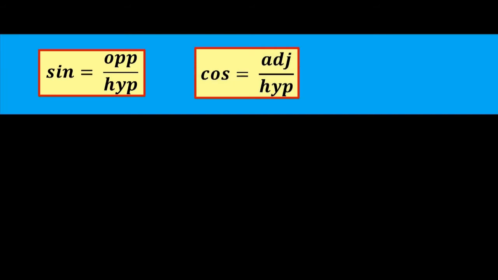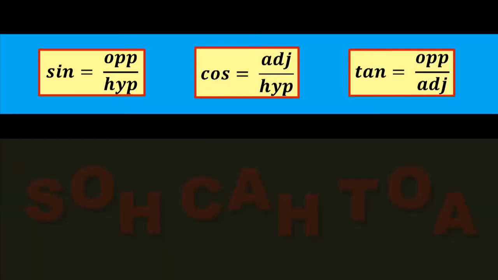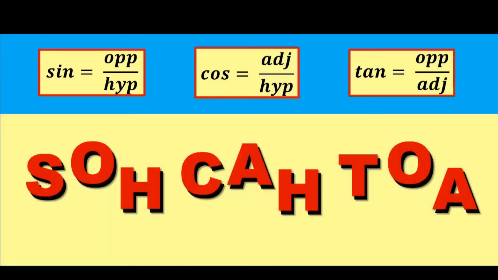Okay, one more time. Here are the 3 trig ratios that you need to memorize. The sine is the opposite over the hypotenuse. The cosine is the adjacent over the hypotenuse. And the tangent is the opposite over the adjacent. The word that helps us remember those ratios is SOHCAHTOA. SOHCAHTOA.